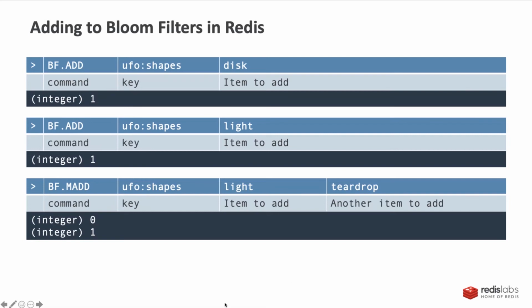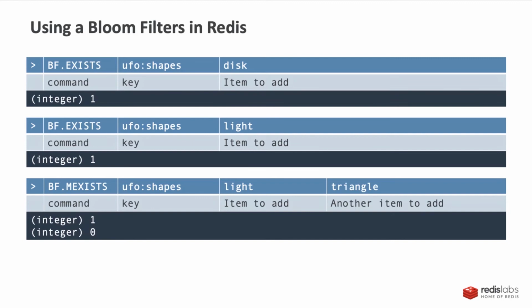On the next one, we've got madd for multiple add. Light's already been in there, and so it returns a 0 because it hasn't modified the state when you added light a second time. But teardrop did, so it returns a 1. But madd just lets you add multiples. You can actually use madd all the time. You don't need to use add.